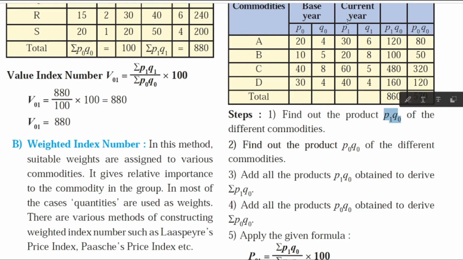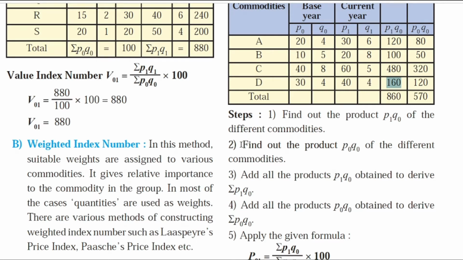So P1 is nothing but current year price and Q0 is nothing but quantity of base year. What we are going to do is multiply these two. So 30 into 4, 20 into 5, 60 into 8 and 40 into 4. In this way we'll get P1Q0, my dear students. This is the product: 30 into 4 is 120, 20 into 5 is 100, 60 into 8 is 480 and 40 into 4 is 160. So in this way we got P1Q0.